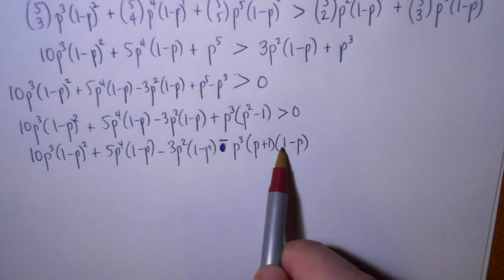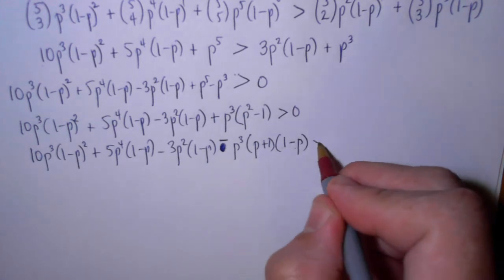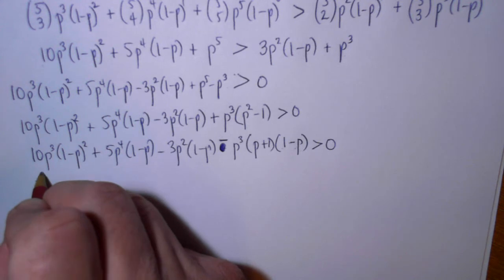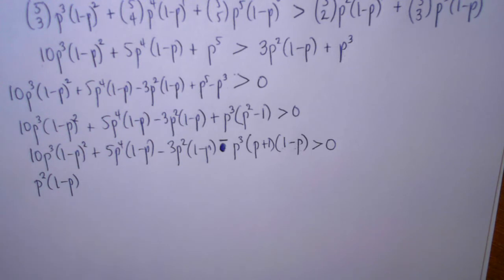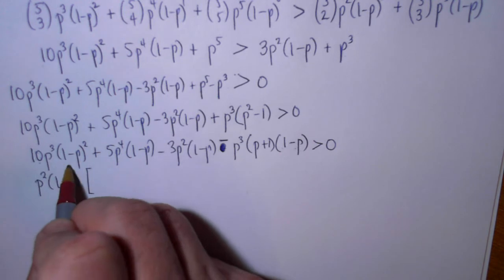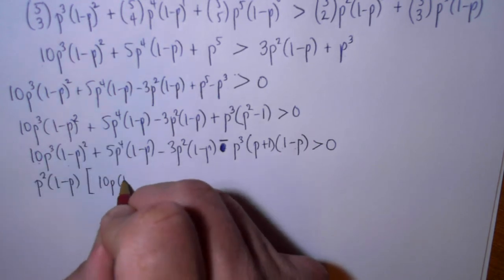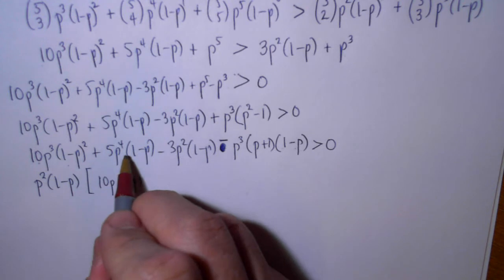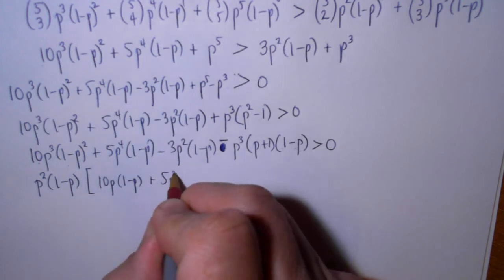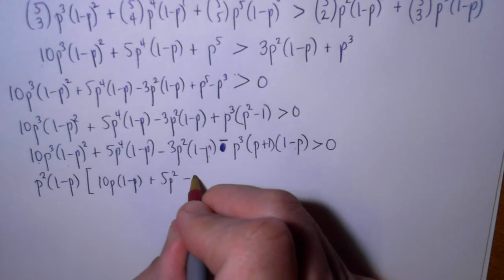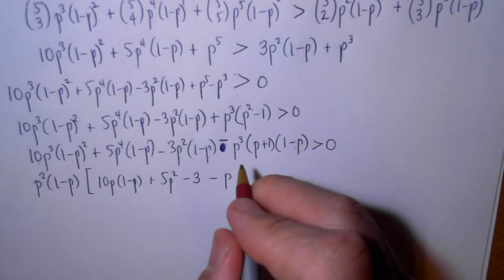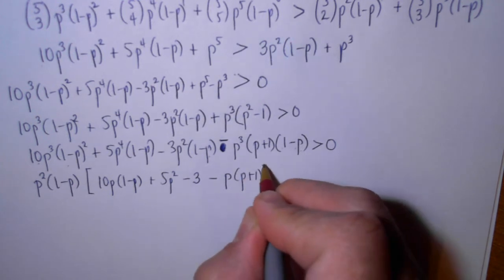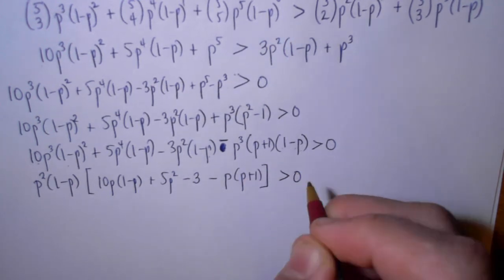I'm going to put a minus here and a 1 minus p here on purpose because on my next step I'm going to factor out a bunch of stuff. P squared comes out of all terms. Also 1 minus p comes out of all terms. What's left is going to be, out of this part I have 10 times p times 1 minus p. Out of this part I have plus 5p squared. Out of this part all that's left is the minus 3. And then on this last part all that's left is minus p times p plus 1. And I want that to be greater than 0.